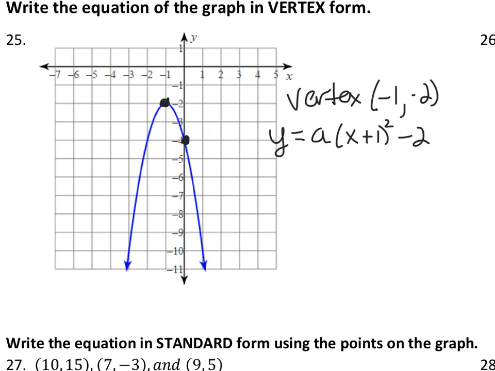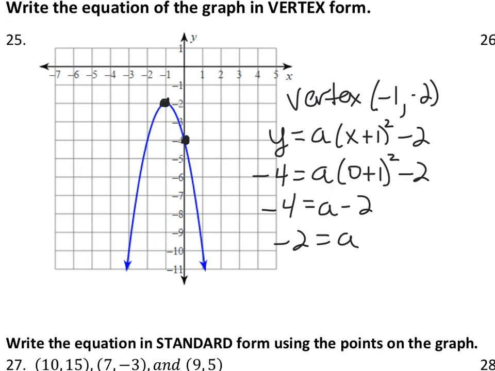All right, so for the first step, I am writing down my vertex, which is -1, -2. And then I write my equation in vertex form, y equals a times x plus 1. Remember, we got to change the sign. The quantity squared, don't forget the square, minus 2. Then we're going to use the other point that we picked, this y-intercept point, which is 0, -4, to find a. So we plug -4 in for y, we plug 0 in for x to find a.